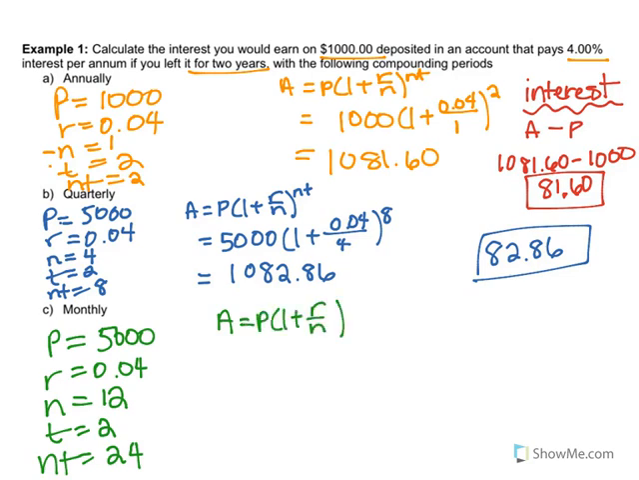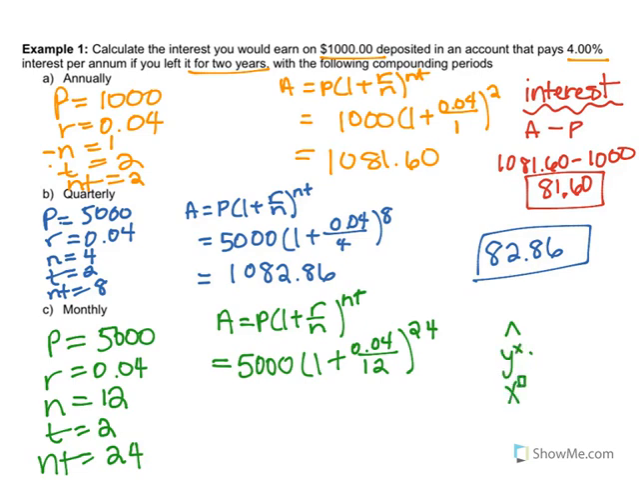So we have A equals P bracket 1 plus R over N to the power of NT. We have 5,000 times 1 plus 0.04 divided by 12, to the power of 24. Make sure you're doing to the power of here, using this button or this button or this button, any of those buttons. It is not the same as timesing it by 24. I should have clarified that earlier.